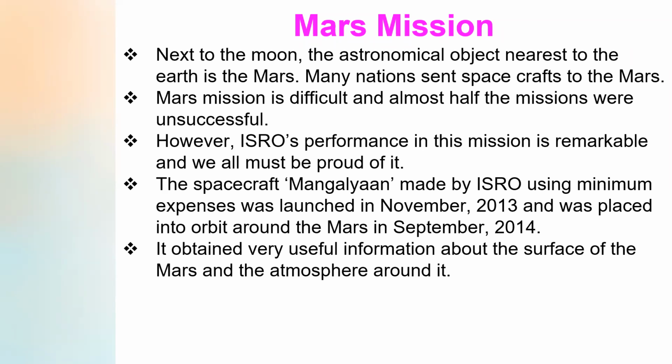It obtained very useful information about the surface of Mars and the atmosphere around it, while Mangalyaan was revolving around Mars. So with the help of that, we obtained very useful information about what? About the surface of Mars and about the atmosphere around Mars. We have all obtained this information with the help of Mangalyaan. I hope you have all understood this much. No objection, no problem. Right now, I'm going to the next.